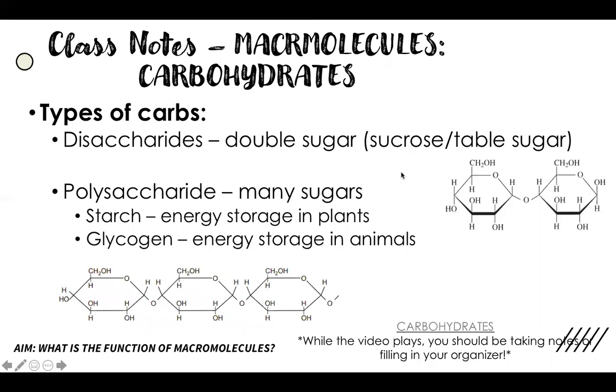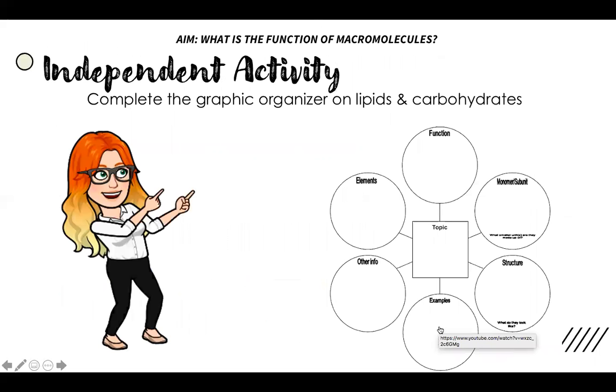Disaccharides are double sugars, so sucrose and table sugar. So you can see here the 2 sugar molecules bonded together to create a disaccharide. And then a polysaccharide is many sugars. So poly again means many. Examples of that would be starch, which is found in plants. That's where they store their energy, and glycogen, which can be found as the energy storage in animals. And right here, you can see 3 different sugar molecules bonded together to create that polysaccharide. So now you can take this opportunity to watch the video on carbohydrates and continue filling in your organizer.